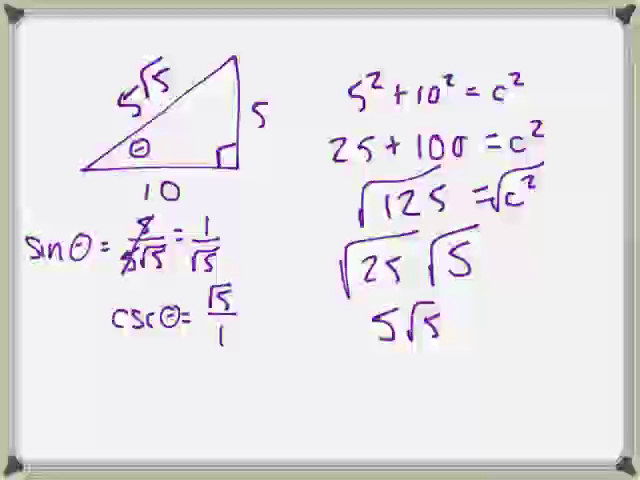Yes. But so, you didn't want us to rationalize. I do not want you to rationalize. I just want us to have 5 over 5 square root of 5 for sine. Right, if we rationalized for sine, we would get square root of 5 over 5, and that's what the back of the book would say, but I don't want you to do that.